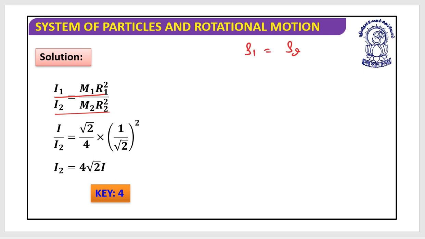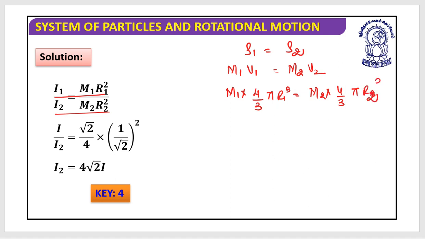So I can write density 1 equals density 2. A sphere has been given, so density is mass 1 by volume 1, which equals mass 2 by volume 2. This could be written as mass 1 into 4 by 3 pi r1 cube, equals m2 multiplied by 4 by 3 pi into r2 cube. So the 4 by 3 pi on both sides cancels out, and from this m1 by m2 equals r2 cube divided by r1 cube. I hope this is clear.